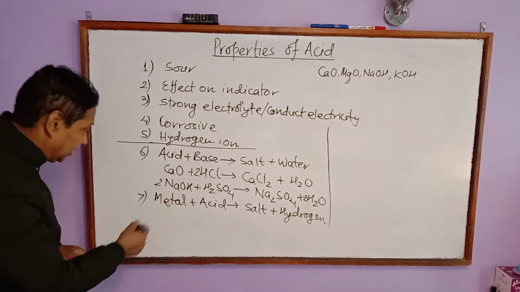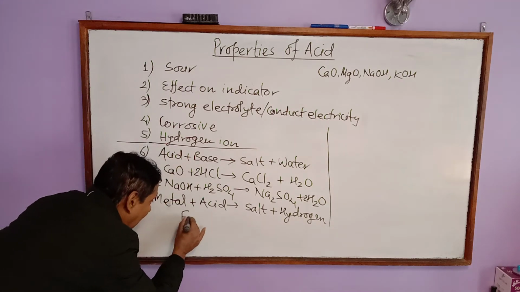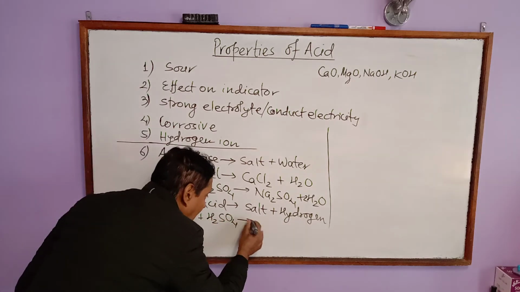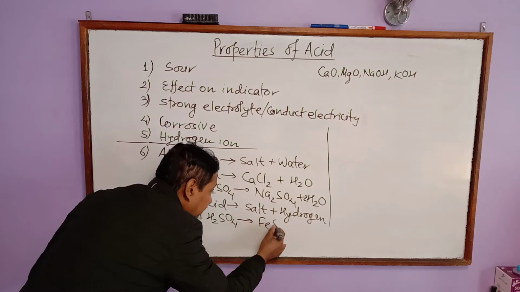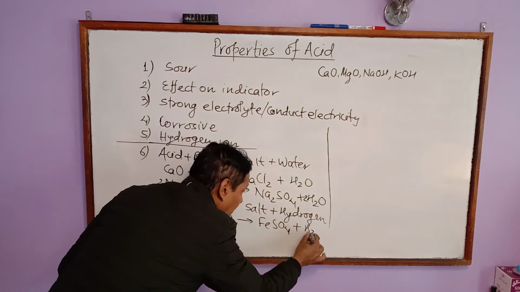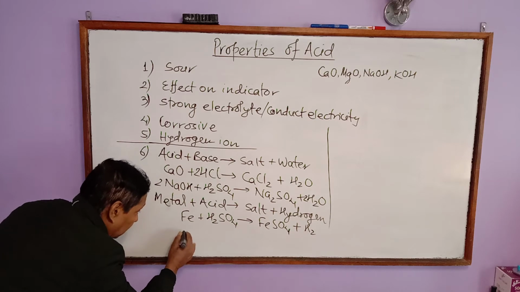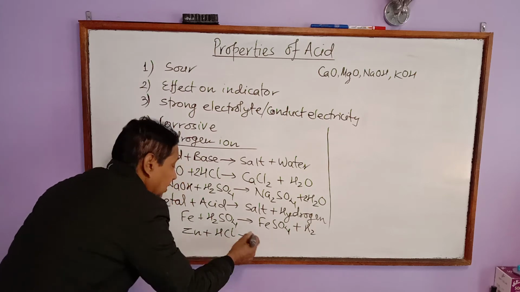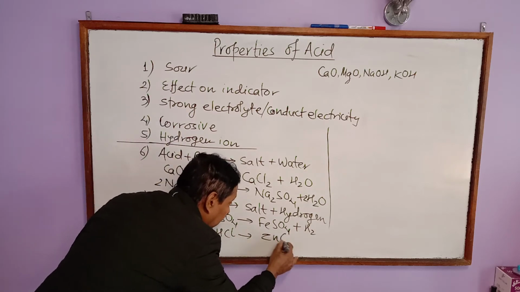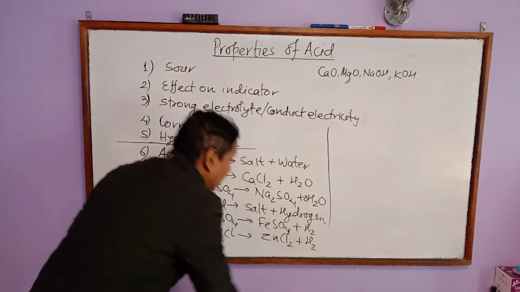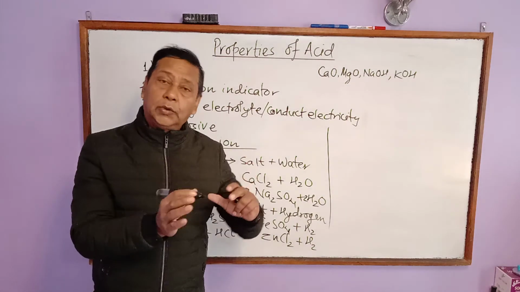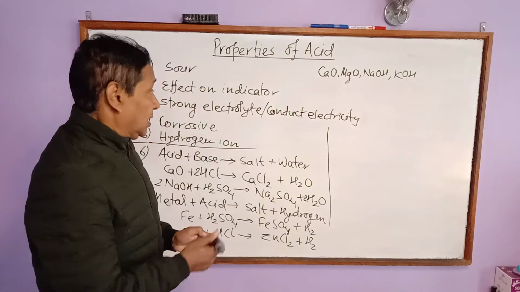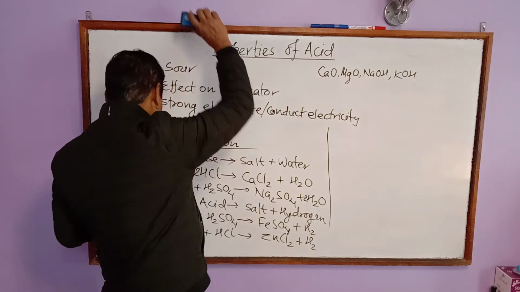We can take an example. If iron reacts with sulfuric acid, then what happens? Hydrogen is replaced by iron and hydrogen forms. In the same way, when zinc reacts with hydrochloric acid, then what happens? Zinc displaces hydrogen with the formation of zinc chloride, and hydrogen gas forms. When some metals, not all, react with acid, they form what? Salt and hydrogen gas.